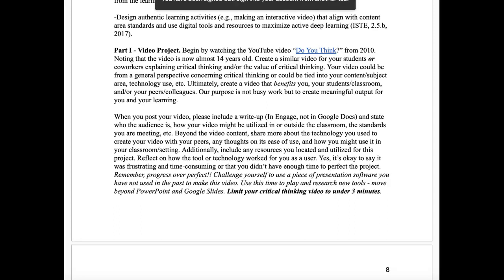Beyond the video content, share more about the technology that you use to create your video with your peers. Include any thoughts on its ease of use and how you might use it in your classroom setting. Additionally, include any resources you located and utilized for this project. Reflect on how the tool or technology worked for you as a user. Yes, it's okay to say it was frustrating and time-consuming and that you didn't have enough time to perfect the project. Remember, progress over perfect.